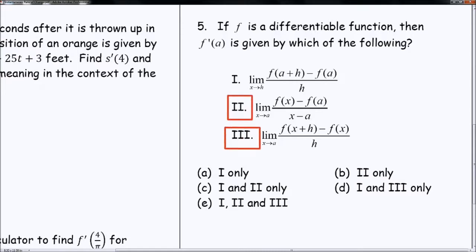Number 3, as x approaches a. If I plug in a for x, I would have f of a plus h minus f of a divided by h. But again, I'm not going to have a 0 over 0 situation, so it can't be Roman numeral number 3. So the answer is B, Roman numeral 2 only.